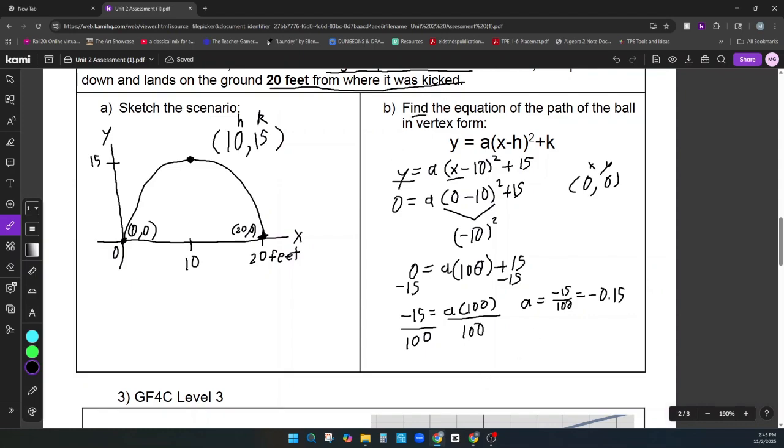However, I need to make sure I fill what part B is asking. I need to actually write out the equation with all its parts. So my final answer is going to be y is equal to negative 0.15 times x minus 10 squared plus 15. And that is my final answer.